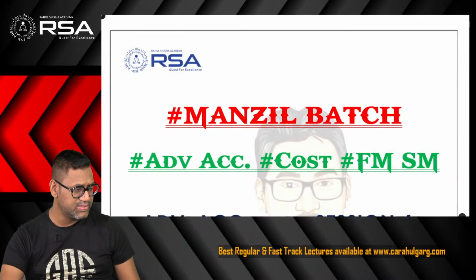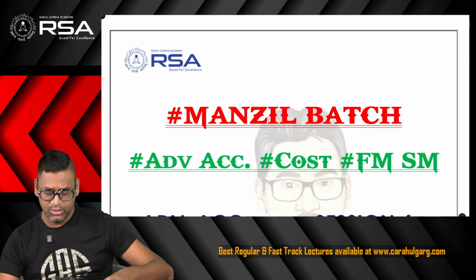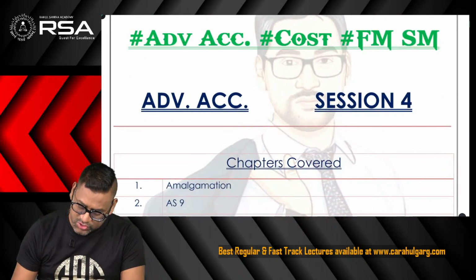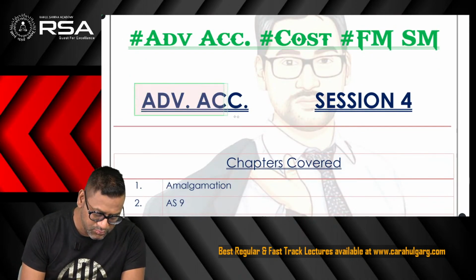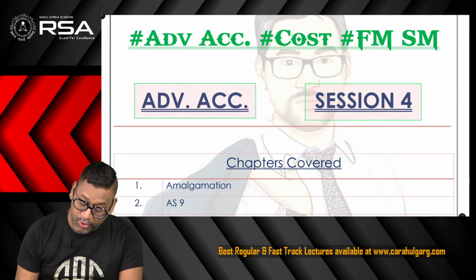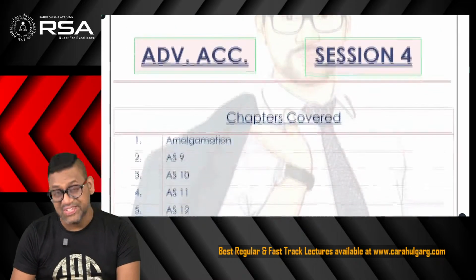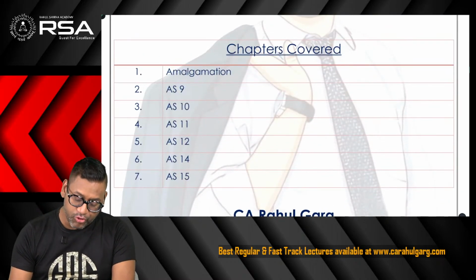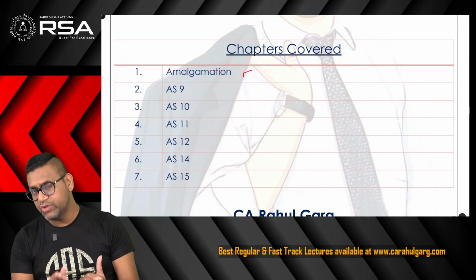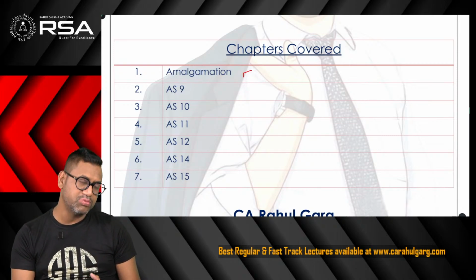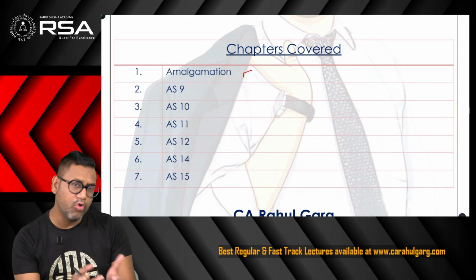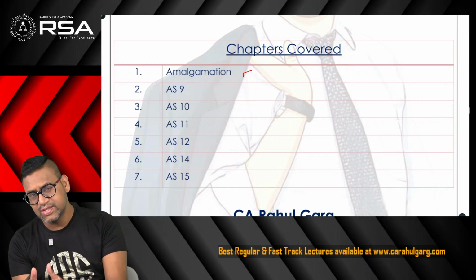To the main screen. Come on guys. So Advanced Account session number 4 today. We will first of all do the marking and let us see what is going to be the content of today's lecture. We will be doing one chapter, that is Amalgamation, and along with that we will be covering some of the AS. We have been following this approach from session number 1, that we take up a few chapters if they are small, more than one chapter, and along with that a few AS. So we have been doing this in all the sessions.